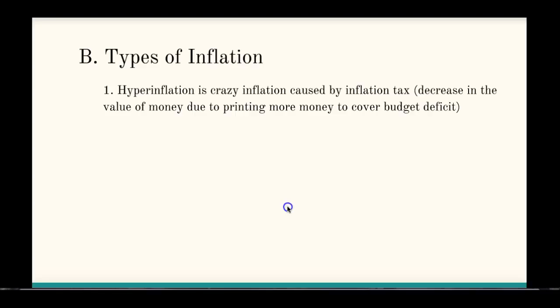Good examples of this, obviously, Germany right after World War I, the Deutschmark got ridiculously low in value, to the point that some people actually said that they were wallpapering their walls with Deutschmarks.